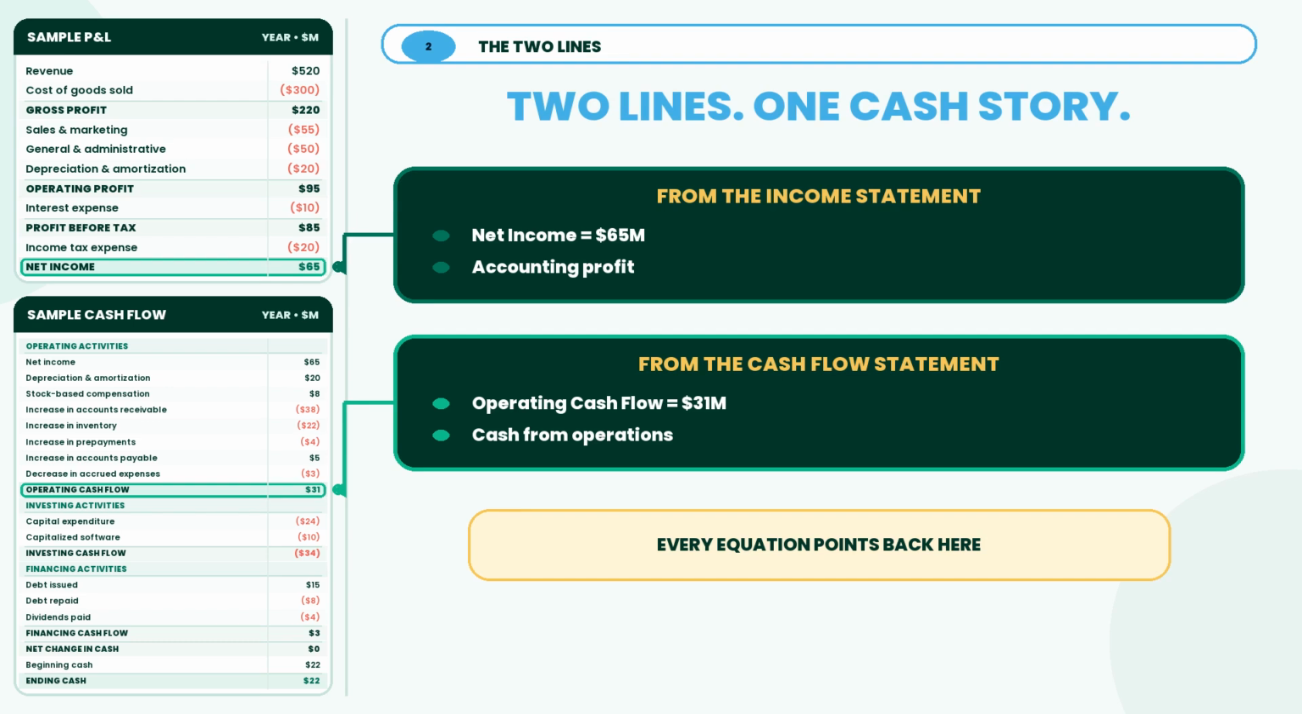Keep both statements together. Net income comes from the bottom of the income statement. Operating cash flow comes from operating activities in the cash flow statement. Every equation in this lesson will point back to one of these lines.